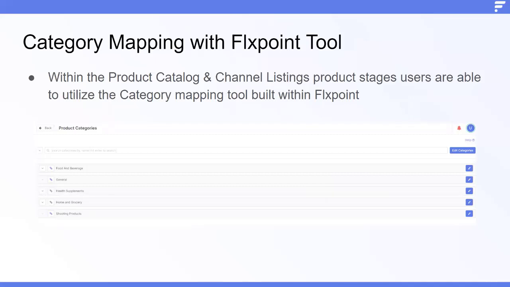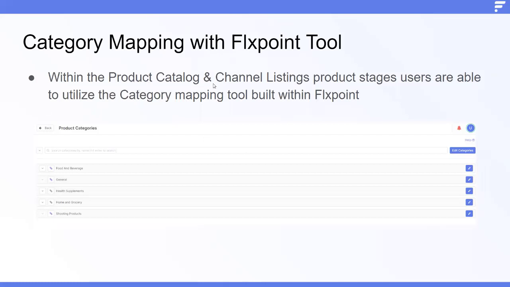So the first tool that we're going to talk about, and I'm going to break out of the slide here in a second and just work within the system, a Flxpoint account itself, is the category mapping tool that lives within your account. Everyone has access to this. Everyone has access to all 3 of these. Some of them are just a little bit more hidden than others.